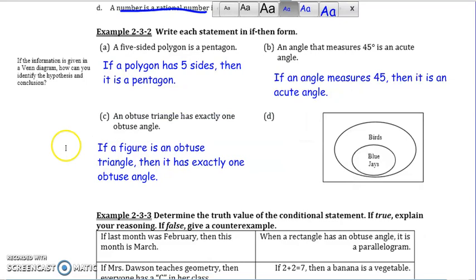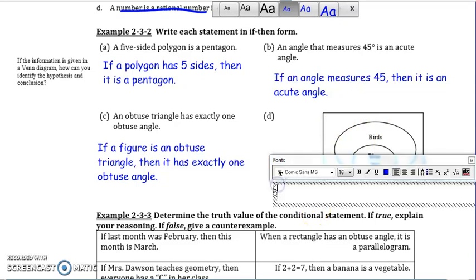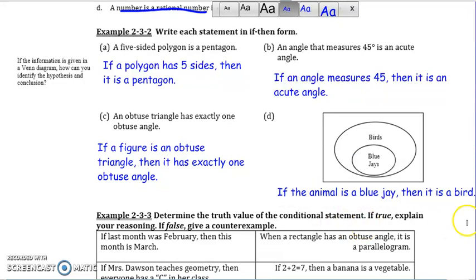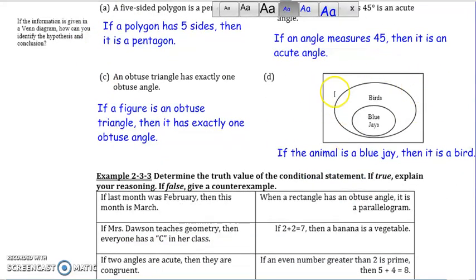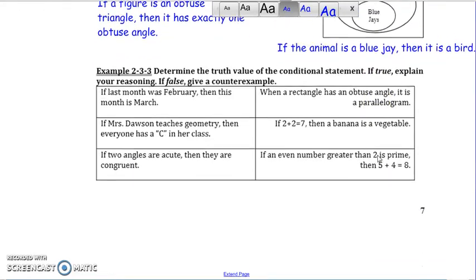If the figure is an obtuse triangle, comma, then it has exactly one obtuse angle. Now in this last one, it's kind of in that Venn diagram type part. So we're talking about our hypothesis is the inner circle there, and then the conclusion is kind of the more broad one. So if the animal is a blue jay, then it is a bird. So that's kind of how we would write that if it's in this more Venn diagram type format.